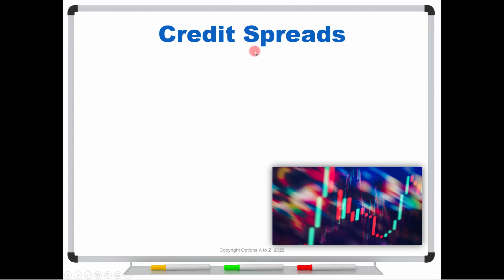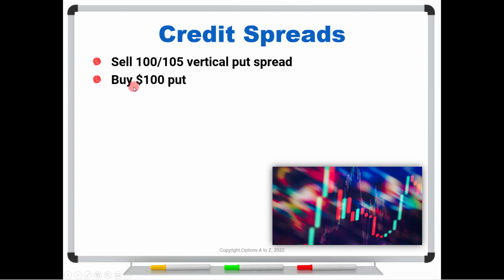Now, what about credit spreads? Well, let's say that you sell the 100-105 vertical put spread. To do this, you would buy the 100 put, you would sell the 105 put. Notice it's exactly what you did for the calls. You bought the 100 call, you sold the 105 call. You're just going to look on the opposite side of the board and do it with the puts.